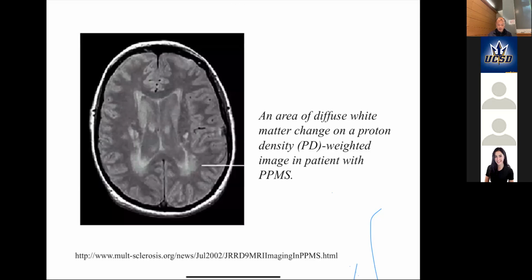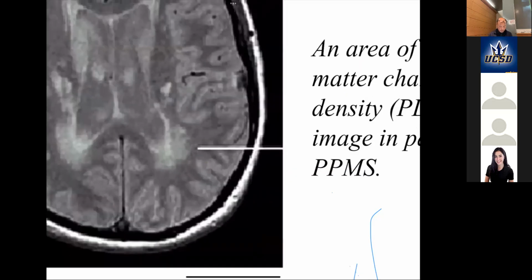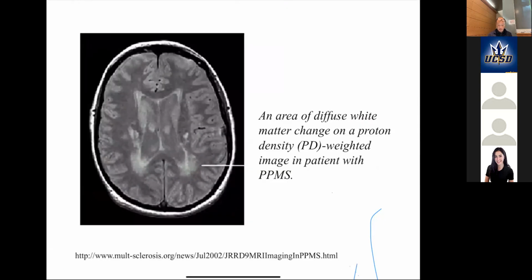So this is a proton density weighted scan in a person with, I forget what the PP stands for, but it's a type of multiple sclerosis. What you're seeing here, it's hard to see, but this is white matter here. These are the white matter tracts, and that's supposed to be low proton density, but you're seeing areas here where there's more proton density than you would expect. So that indicates something's going on with the white matter.